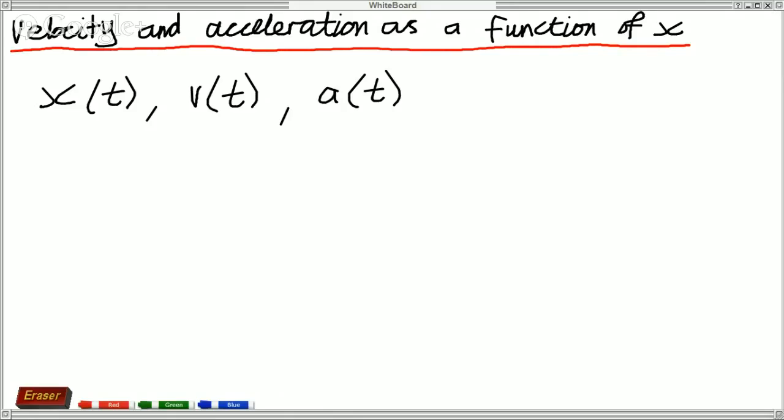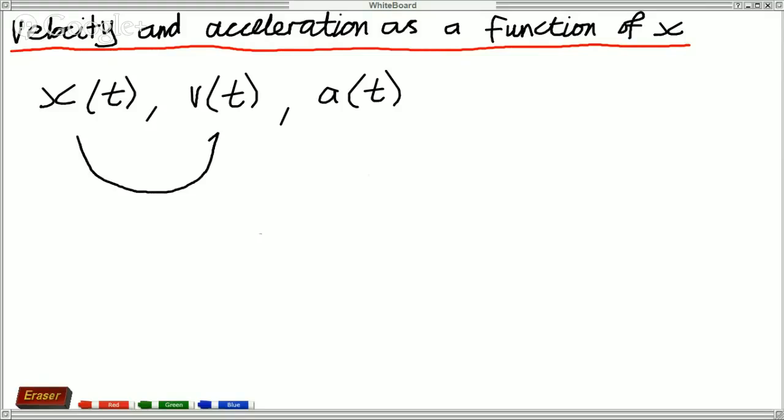So for instance, the displacement function could have been something like t cubed plus t. So our displacement function is a function of time, and so too is the velocity function and the acceleration function. Now we're going to learn to relate the velocity, acceleration and displacement to each other and basically eliminate the parameter time.